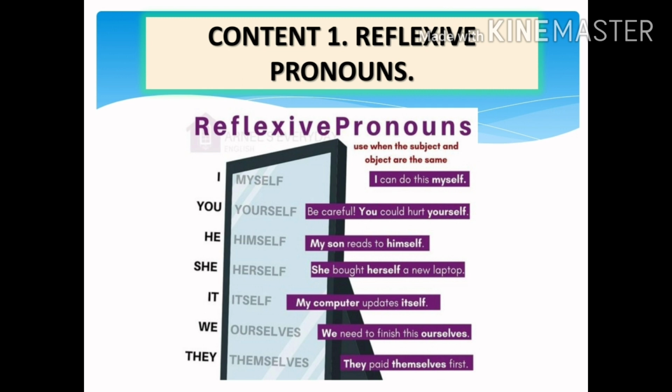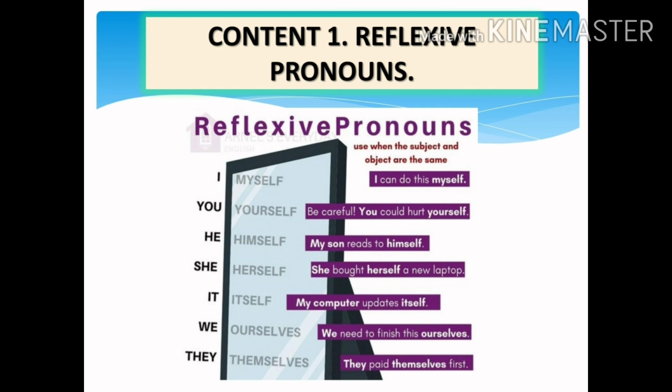Lo van a usar cuando el sujeto y el objeto sean los mismos. But what is a subject? ¿Qué es un sujeto? Pay attention to this. The subjects are, in this case, as you can see in the presentation, I, you, he, she, it, we, and they. These are called subjects. Estos son conocidos como sujetos. Remember that you use the subject at the beginning of the sentence in order to know who we are talking about in a sentence. Recuerden que el sujeto va al inicio de la oración. De esta manera identificamos de quién o de quiénes estamos hablando en la oración.